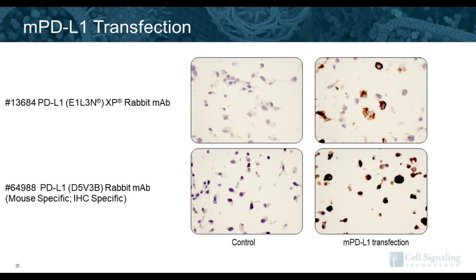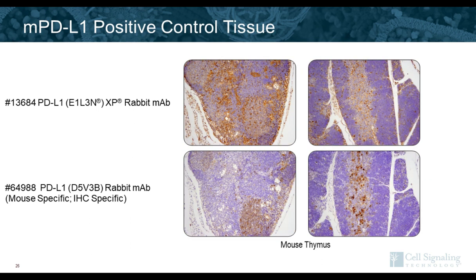The first step was to compare the two antibodies on cells transfected with the mouse PD-L1 protein. As you can see, both antibodies are able to detect the overexpressed PD-L1, though the signal intensity of 13684, which is on the top, is clearly weaker.